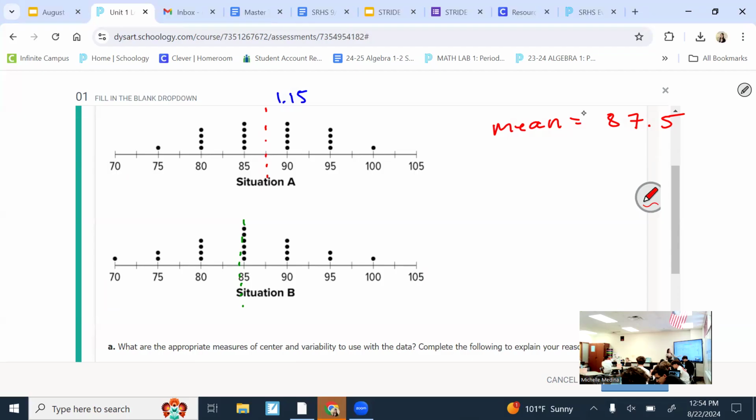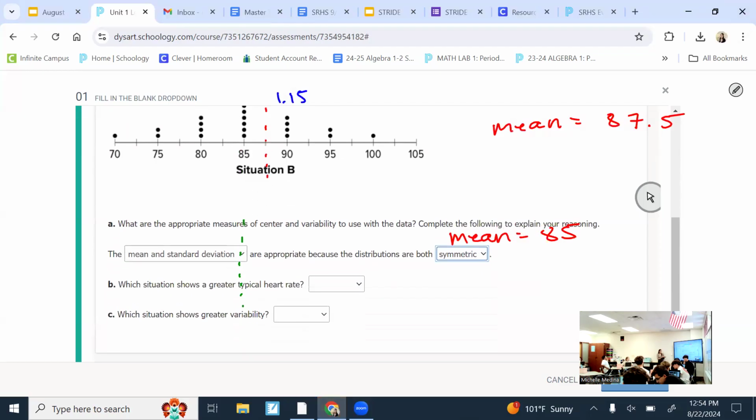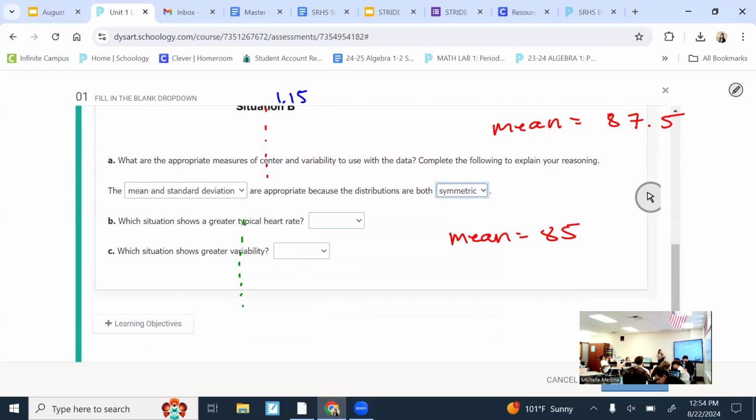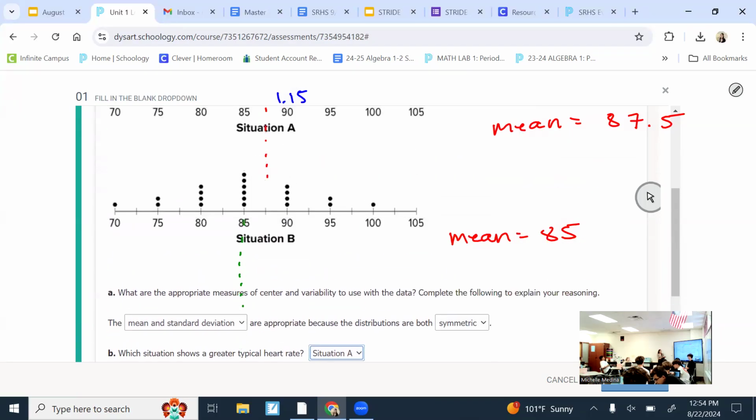What's my mean of this one? Of situation B? 85. So situation A has a higher measure of center, a higher mean, so a higher typical heart rate. Makes sense? And then which one shows greater variability?